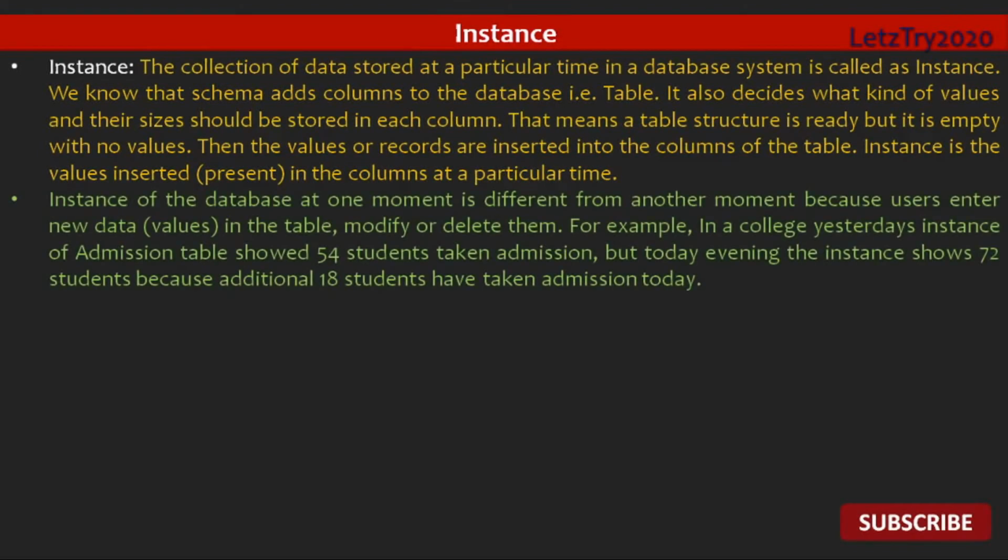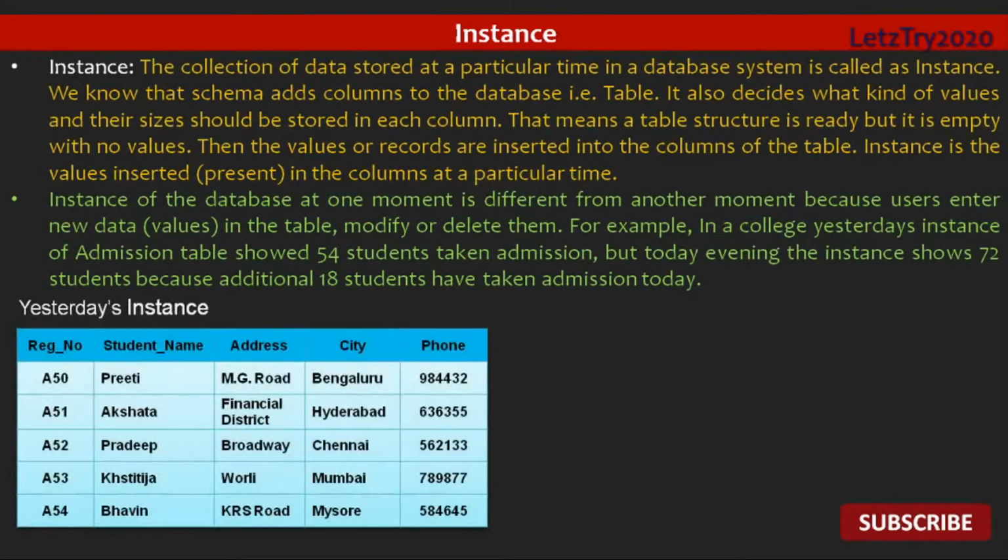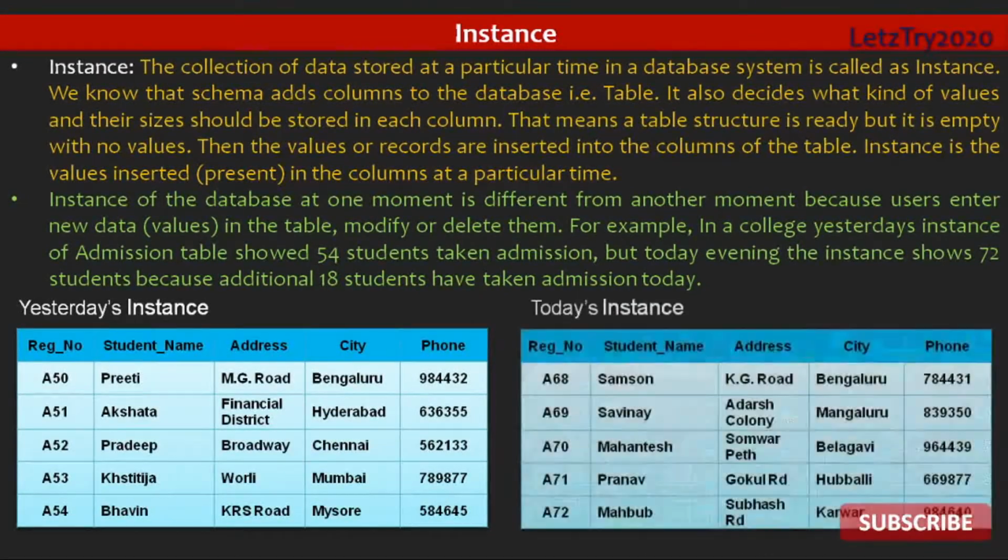Instance of the database at one moment is different from another moment because users enter new data or values in the table, modify or delete them. For example, in a college, yesterday's instance of admission table showed 54 students taken admission, but today evening the instance showed 72 students because additional 18 students have taken admission today. Note that we are seeing only 5 end records from the table in both instances.